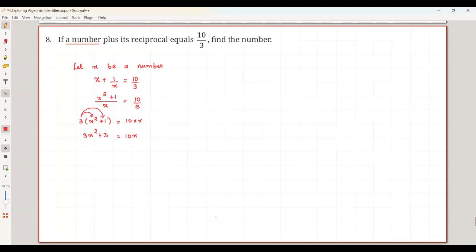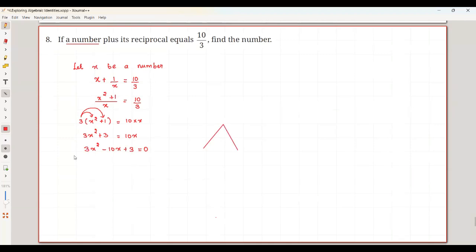So bring everything to the same side. We get 3x square minus 10x plus 3 is equal to 0. Now I have to factorize this. The first number is not a perfect square, and the last number also is not a perfect square, so we cannot use an identity. The only way is to go with the cap method.